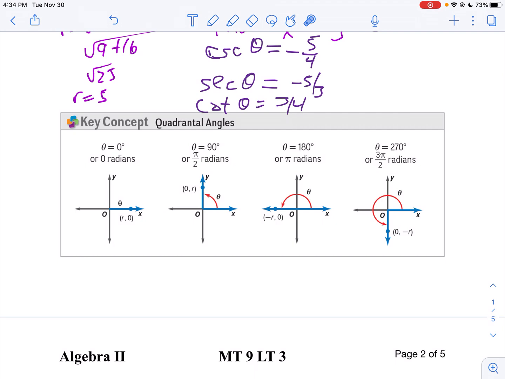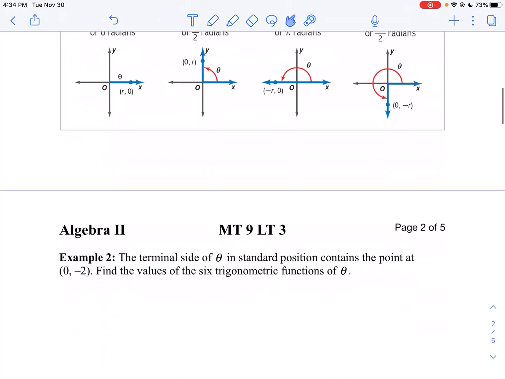Notice in each case, because it's on the quadrant, r equals the variable. So in the first case, if you have 0 or 360, you have r comma 0. So r equals x. If it's on the y-axis, then your y equals r. So we can apply that to a problem here.